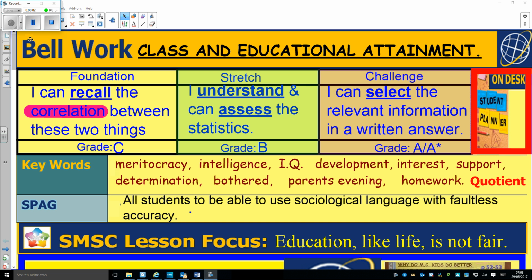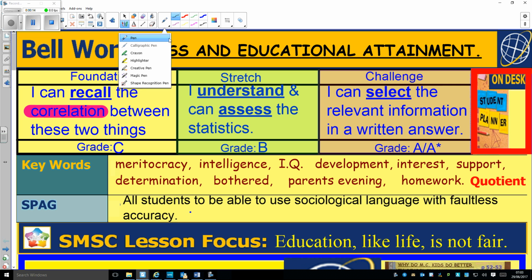Second lesson on the sociology of education is about class and educational attainment. Educational attainment, an extremely important term for you to get through your heads. If you see this written down, it just means what grades you're going to get in your exams. That is educational attainment. What grades you get. Do you pass or fail your exams?